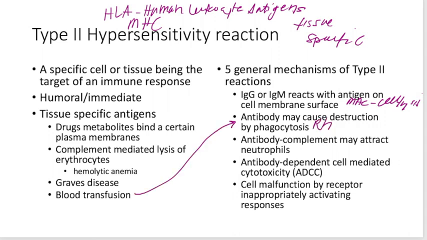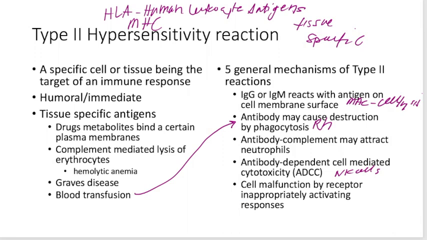The third is antibody and complement may attract neutrophils, and then we get chemotaxis of the neutrophils and deposition of complement. They bind the tissue at the Fc portion, and then the neutrophils release their granules onto the healthy tissue, and we ultimately get damage to the tissue because of the neutrophil activation. The fourth mechanism is antibody-dependent cell-mediated cytotoxicity. This involves cytotoxic cells that are not antigen-specific, such as the natural killer cells, and they release toxic substances that destroy the target cell.